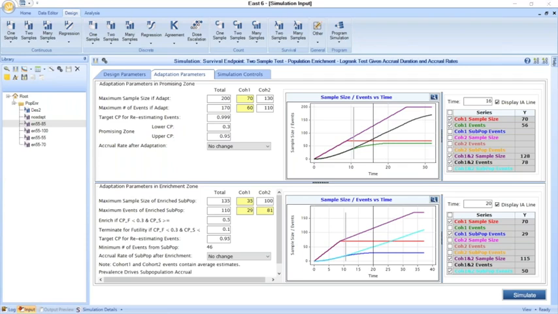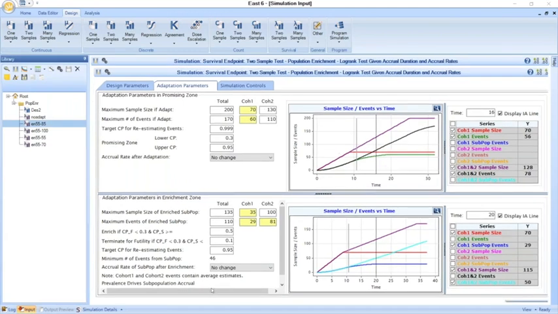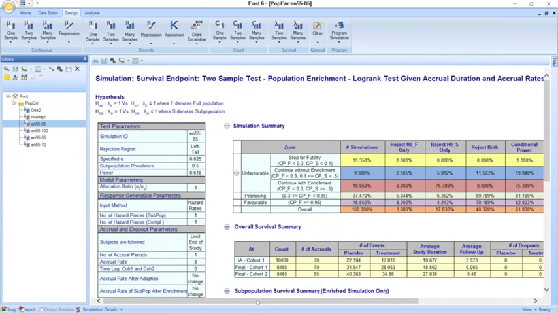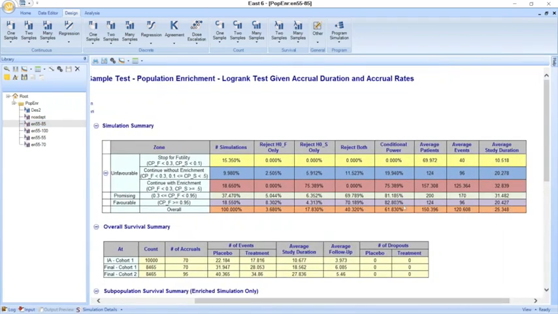So if I were now to run the simulation under this scenario and I look at the results of the simulation, we would see that now my unconditional power has fallen to about 62%. But when I fall into the promising zone, which happens about 37% of the time, which you can see here, my power gets back up to about 81+%. In the enrichment zone, which also happens about 19% of the time, my power goes up roughly to about 76%.